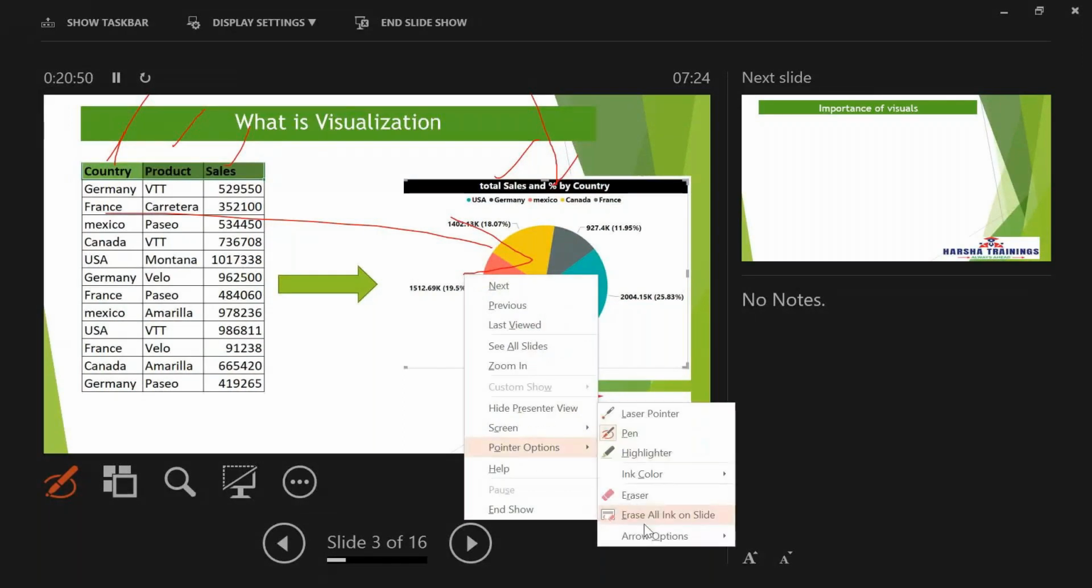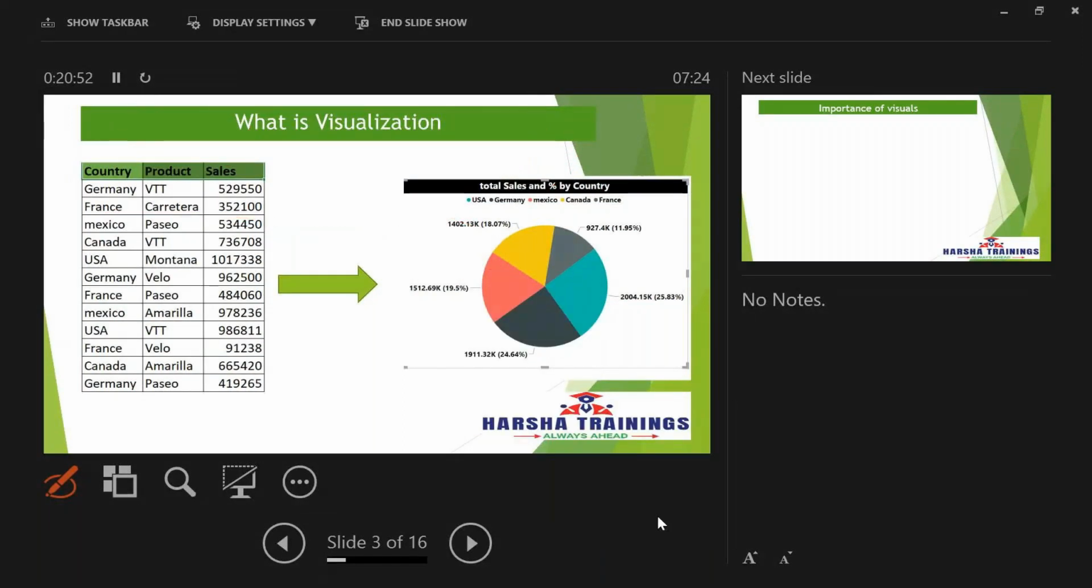Any doubts here? Is everyone clear on what a visual is? A simple single-line answer: visual means when the data is represented in graphical form, it is called a visual. For that I gave one example. Now clear, everyone? Any doubts, guys? No, sir. No doubt. Okay, fine. Thanks so much.